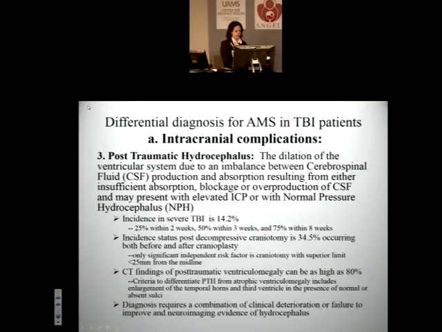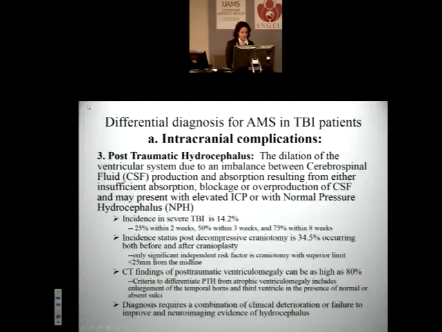The incidence of hydrocephalus post-decompressive craniotomy is as high as 34.5%, occurring both before and after cranioplasty, so the chronicity varies. The only significant risk factor, other than having the surgery itself, would be the superior limit of the craniotomy being less than 25 millimeters away from the midline.